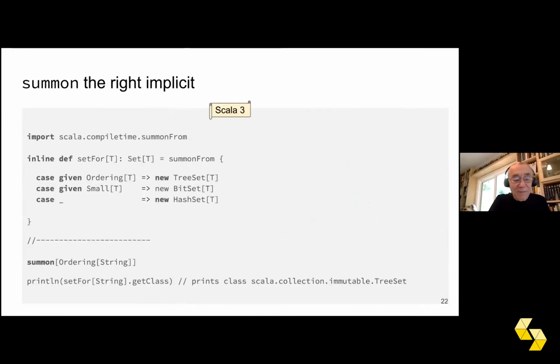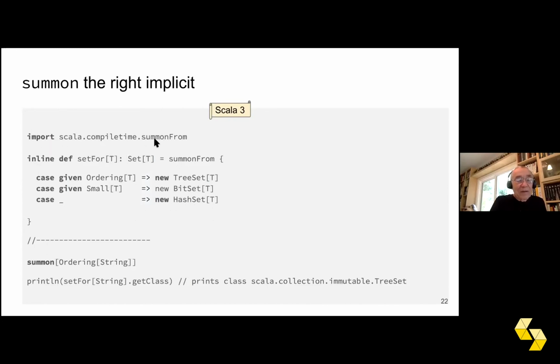We can also do another thing. We can summon. Suppose we want to build a set of T, which depends on whether it's orderable or not. If we have ordering for T, we build a tree set because it's efficient to have a tree set if we have some kind of order or partial order on type T. If type T is small, like for instance byte or boolean, then if we provide this trait for T, or type class, we return a bit set. Otherwise, we produce a regular hash set.